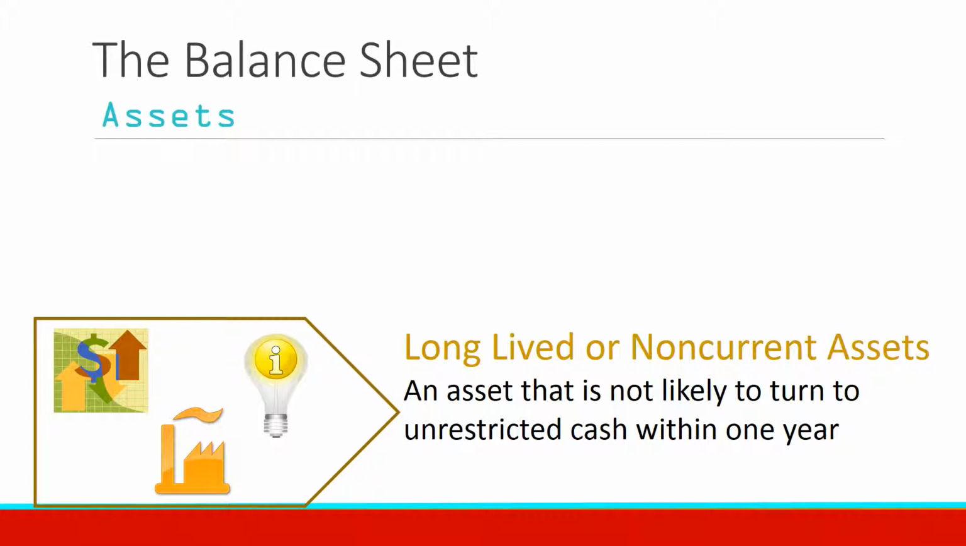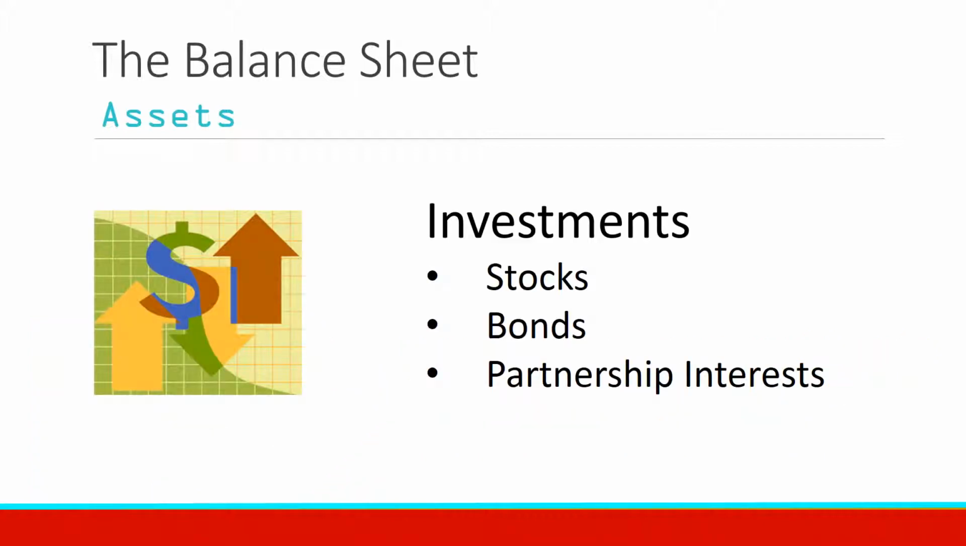The other category of assets are long-lived or non-current assets. These are assets that are not likely to turn into unrestricted cash within the next year. Let's talk about several types. A common category of assets found in the long-term section are investments. These are ownership stakes in other types of ventures. Some types include stocks, which are equities in other firms, bonds, which are liabilities of other firms, and partnership interests. Some of these holdings are long-term, and we'll see it there in the long-term portion of the balance sheet, but occasionally we do see some investments listed in the current section.